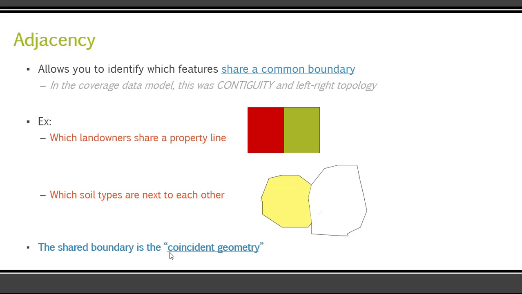So we can ask questions about which landowners share a property line, which soil types are next to each other. It ensures that we're not going to have any gaps or overlaps between those two things that should be right next to each other. For adjacency, our coincident geometry is that shared boundary. That's what we're looking for, that coincident geometry.